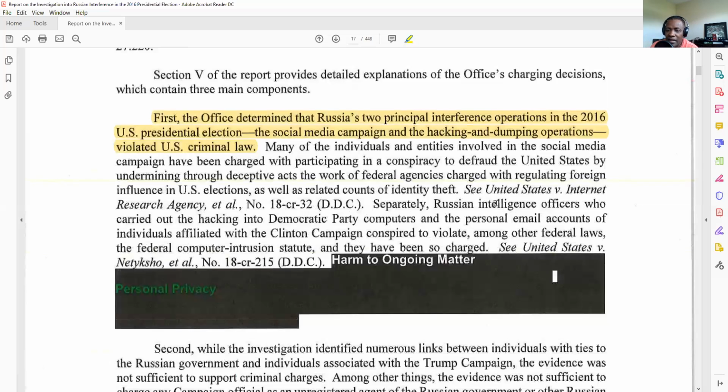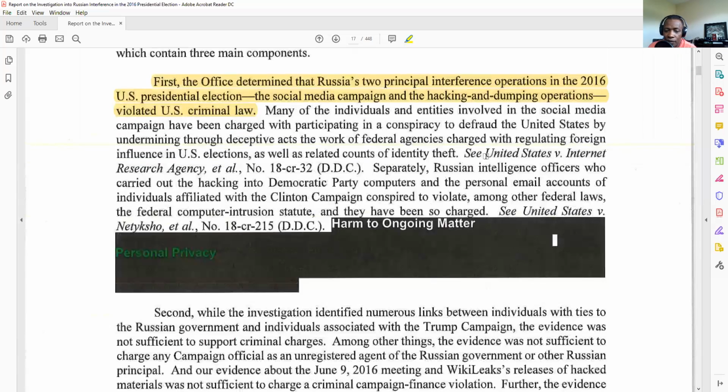Separately, Russian intelligence officers who carried out the hacking into the Democratic Party computers and the personal email accounts of individuals affiliated with the Clinton campaign conspired to violate, among other federal laws, the Federal Computer Intrusion Statute, and they have been charged. See United States v. Netyksho et al., No. 18-CR-215 (D.D.C.). The rest of this is actually redacted. It says harm to ongoing matter and personal privacy.